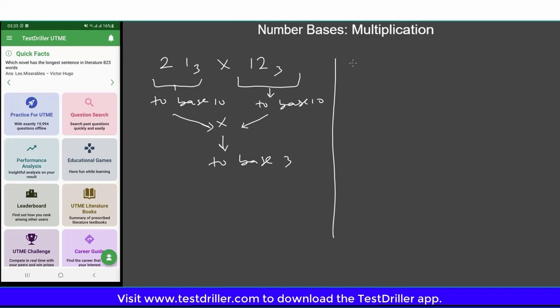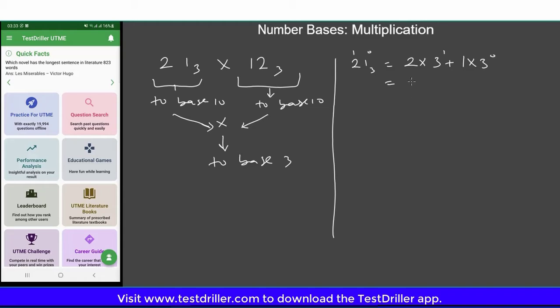So the first thing we'll do is to convert 21 to base 10. This is position 0 and this is position 1. That's how you convert to base 10: you indicate the place numbers. Then you take the first digit, which is 2, times the base raised to the power of its place, which is 1. Then plus 1 times 3 raised to the power of the place of that 1. So if you evaluate this, 3 raised to the power 1 is 3.